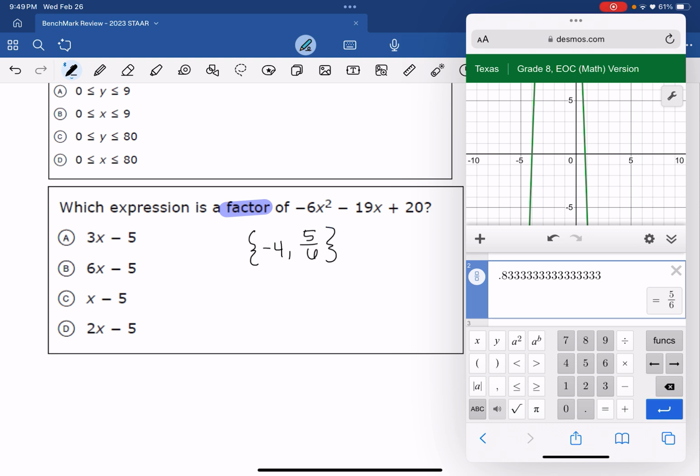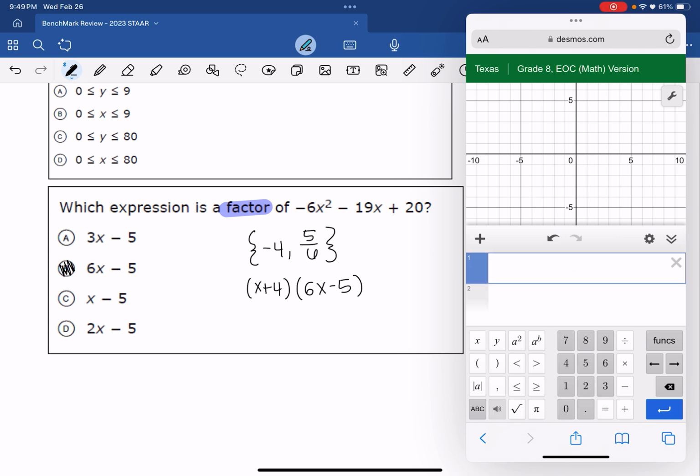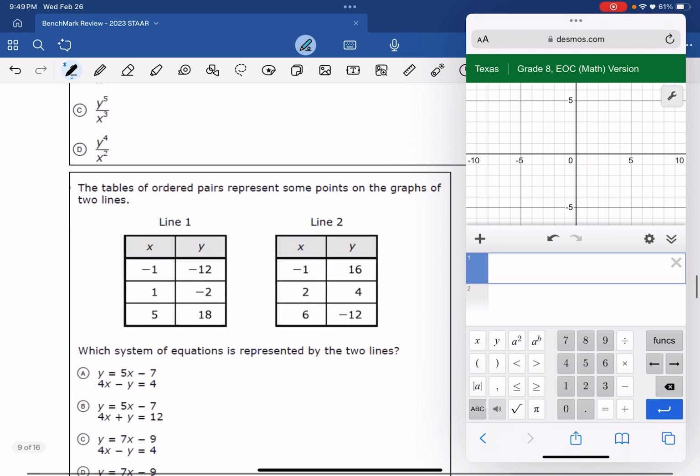Okay, so then if I put these in two factors, it's x plus 4 and then 6x minus 5. So therefore, B is our answer, right? So super duper easy, if you remember that a factor is the opposite sign of your solution.